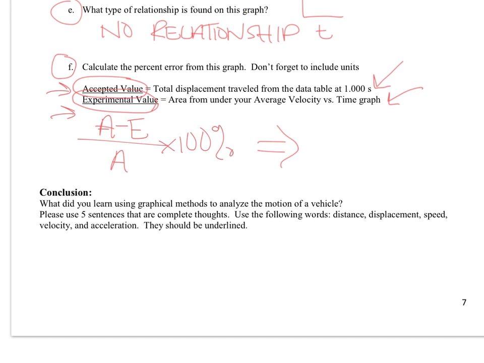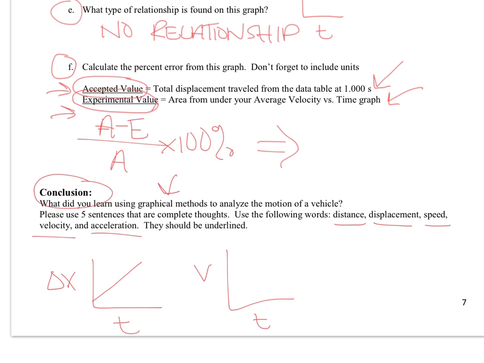And last but not least, after you've done all that and analyzed your graphs for uniform motion, the take-home message here is, what did we actually learn? So, using 5 sentences, please show the relationships between distance, displacement, speed, velocity, and acceleration. And please underline them when you give your explanation. But what did you learn from them and how they're related between graphs? Again, to recap, you graphed displacement versus time, kind of looked like this, and you graphed velocity versus time, which looked more or less like this. How do all these things relate to each other? Write in a nice, well-written 5-sentence paragraph, and you should be all set.